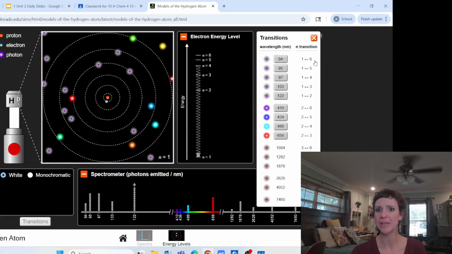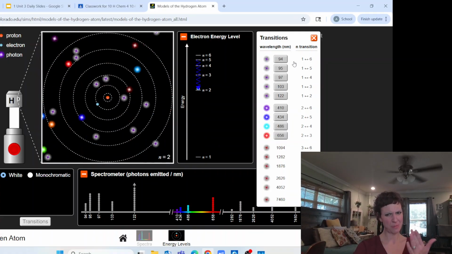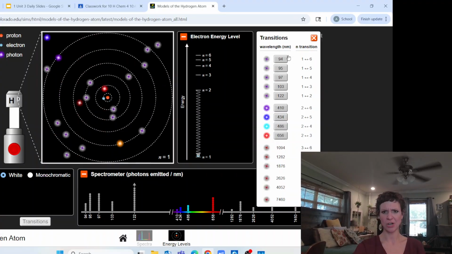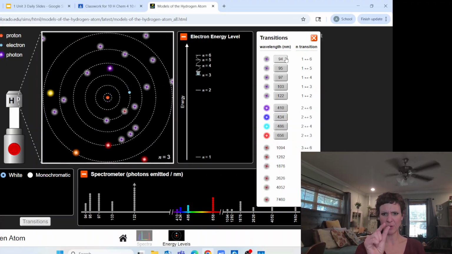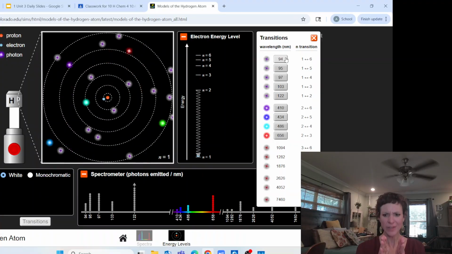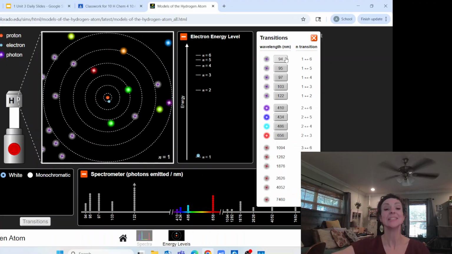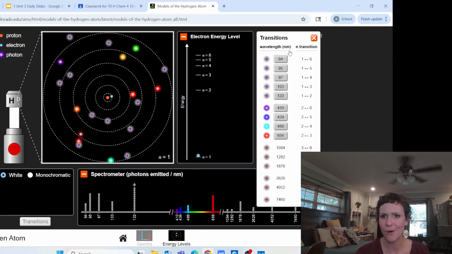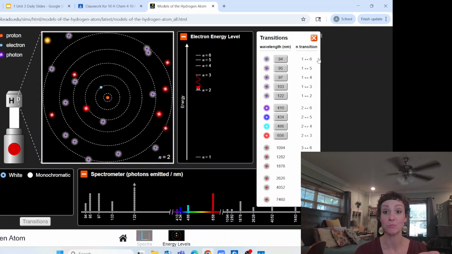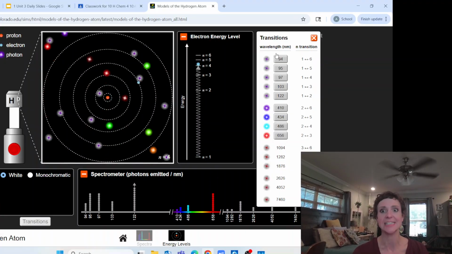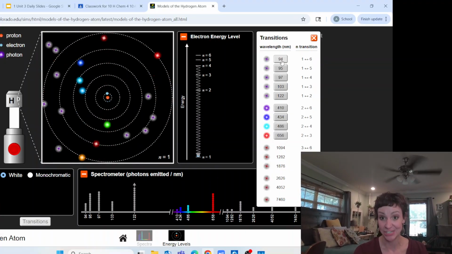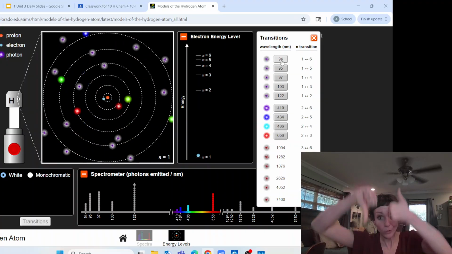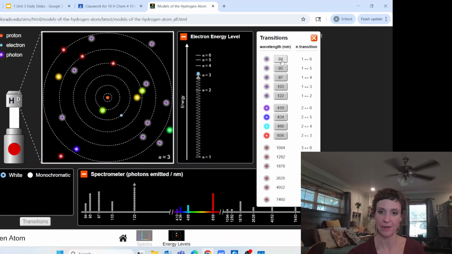Well, that's a real big jump. And that's my smallest number on this chart. A small number for wavelength means a short wavelength. Oh yeah, a short wavelength means a high energy. So of course it makes sense that that really, really big jump from 1 to 6 is going to be represented by the highest energy and therefore also the lowest wavelength light.